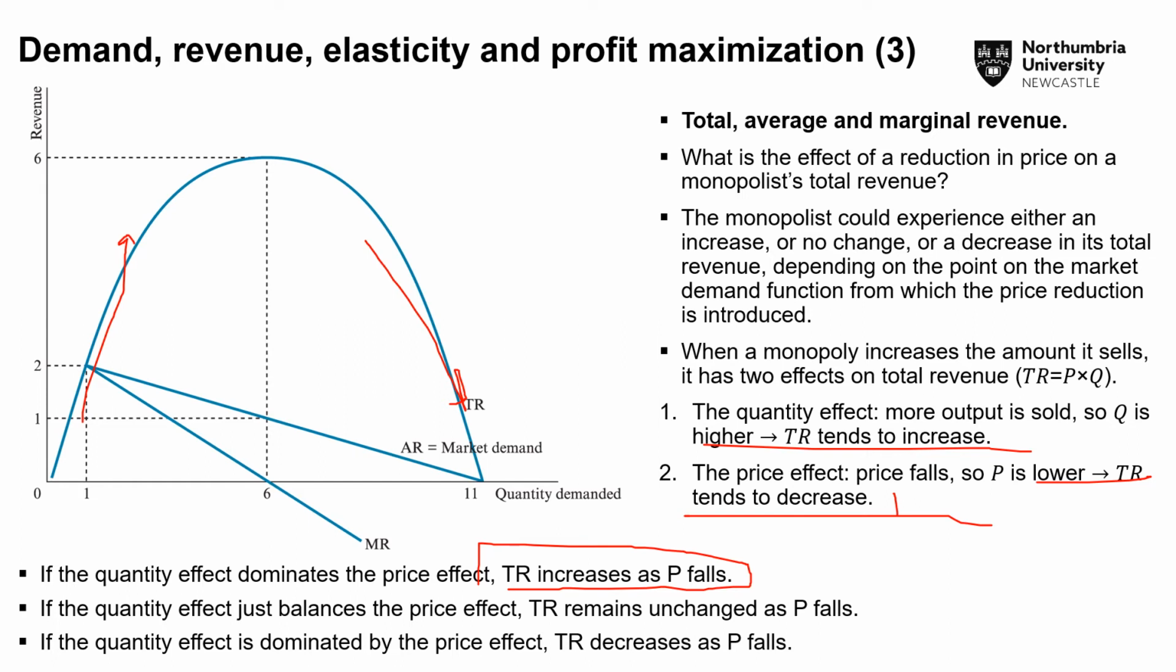Then what we have is the quantity effect being dominated by the price effect. In other words, in this instance, you drop the price, but the quantity doesn't increase by much to offset the decline in prices. And hence, what we see is total revenue decreasing.